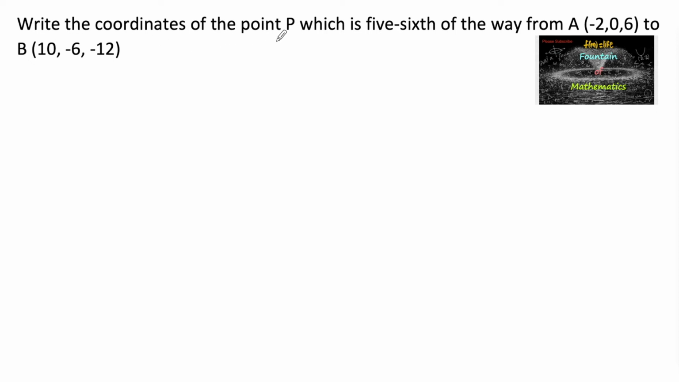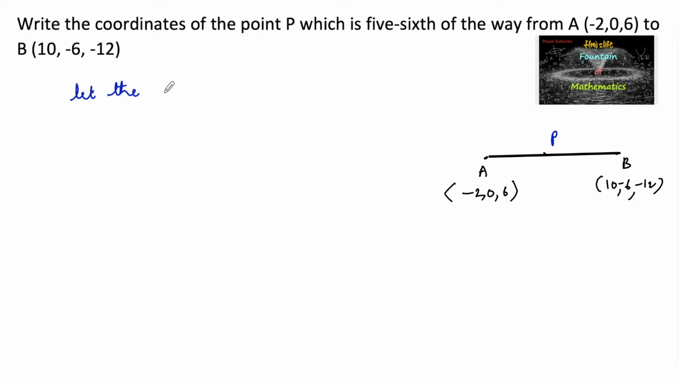Write the coordinates of the point P, which is 5/6 of the way from A to B. So let us consider the point A (minus 2, 0, 6) and the point B (10, negative 6, negative 12), and point P is located in such a way that it is 5/6 of the way from A to B. Let the coordinates of point P be (x, y, z).